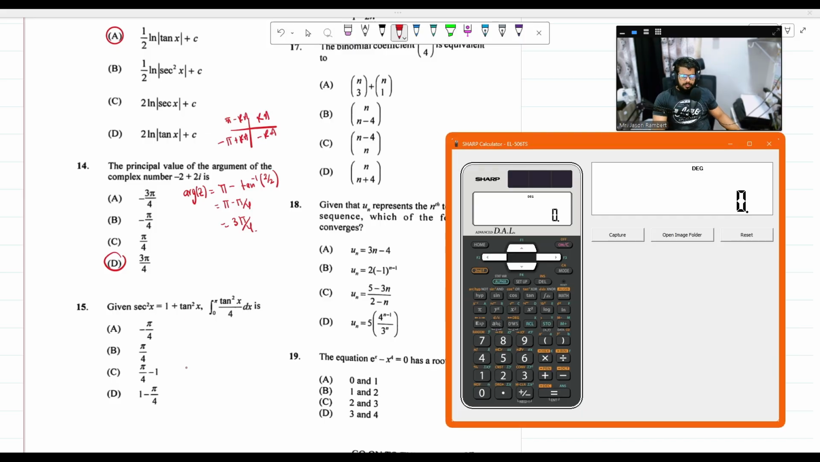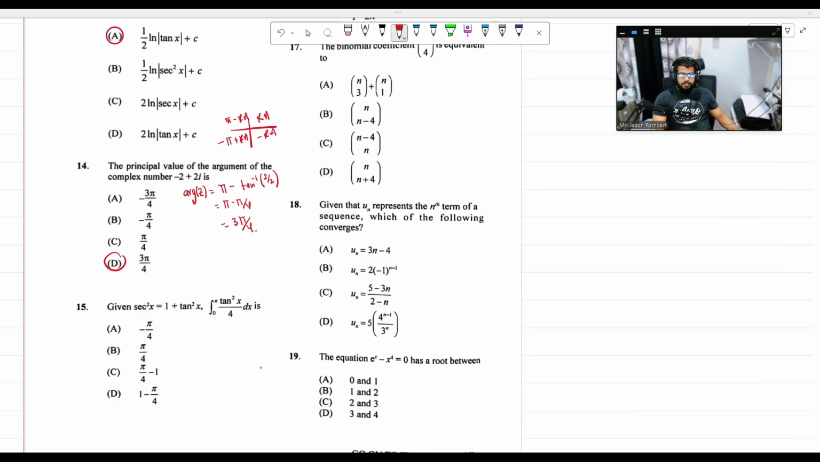All right, number 15. Given sec squared x is equal to 1 plus tan squared x, the integral of tan squared x over 4 is going to be, well, I'll put the quarter on the outside, the integral of sec squared x minus 1 dx. That is a quarter into, when I integrate sec squared x again, back my tan x, when I integrate 1 again, back x, between pi and 0.